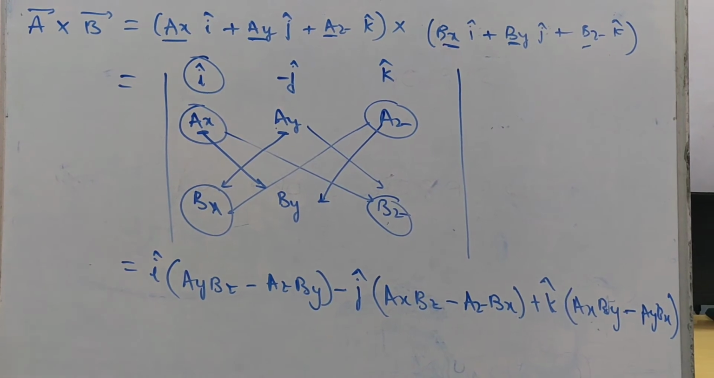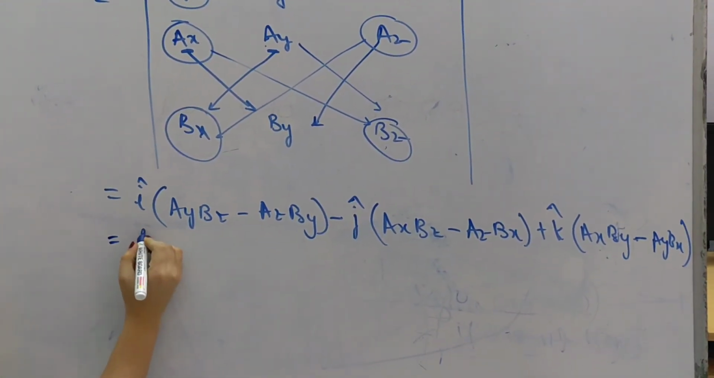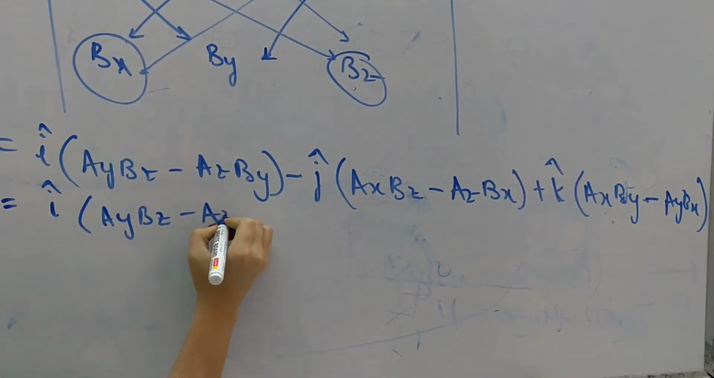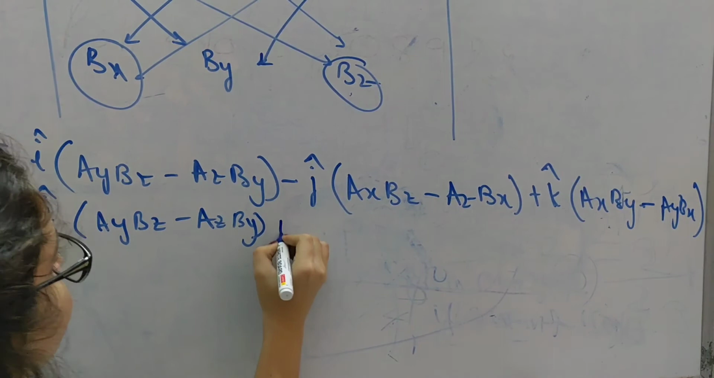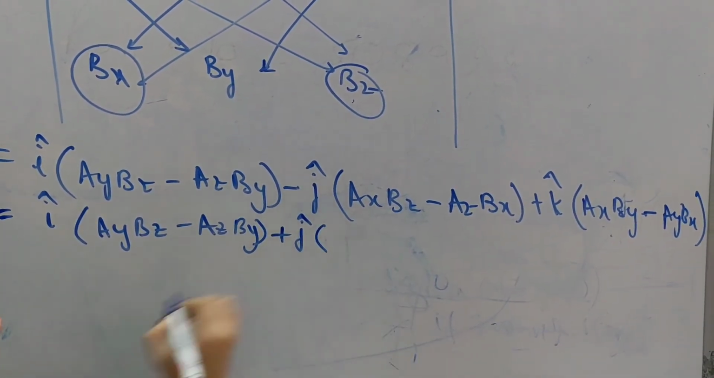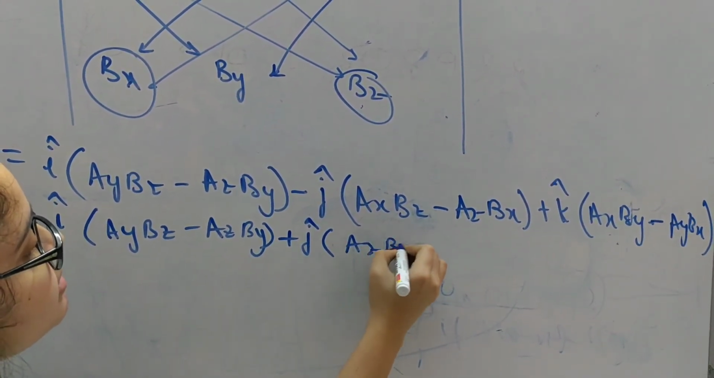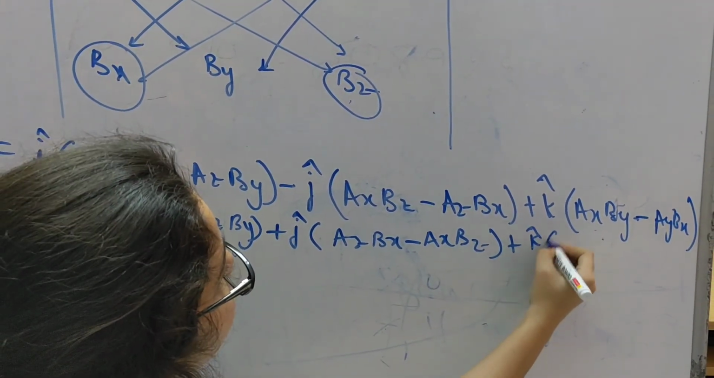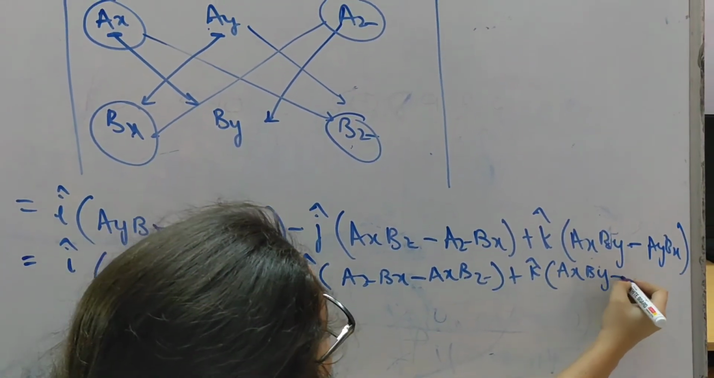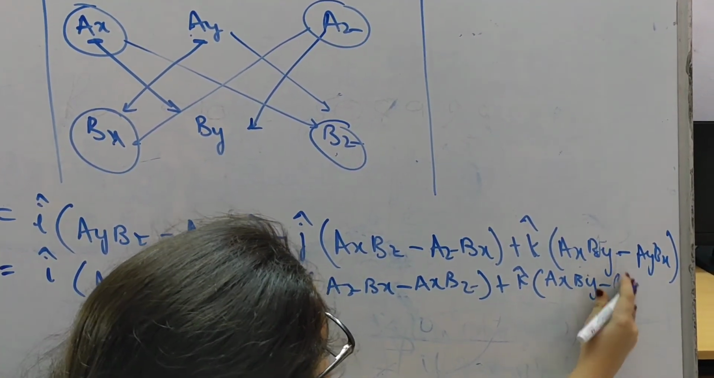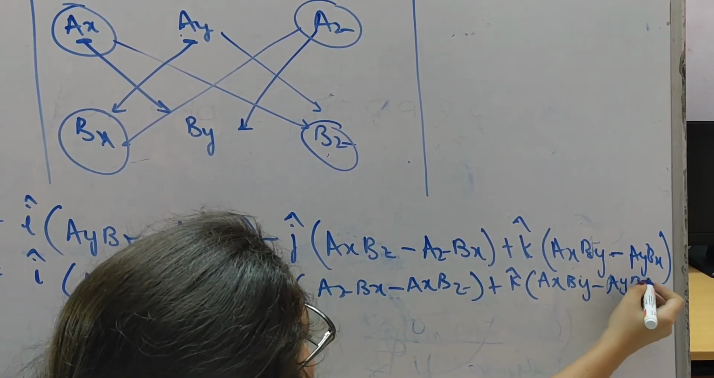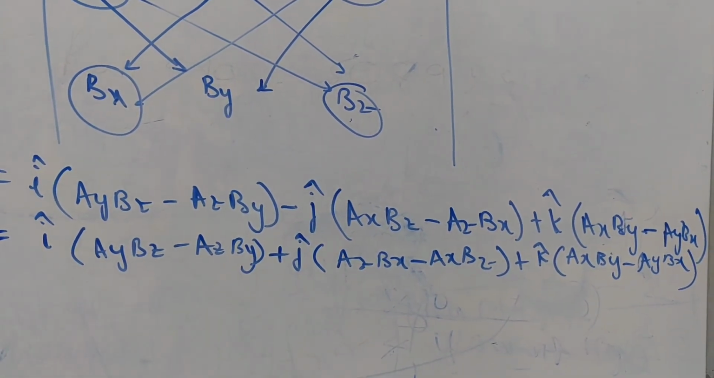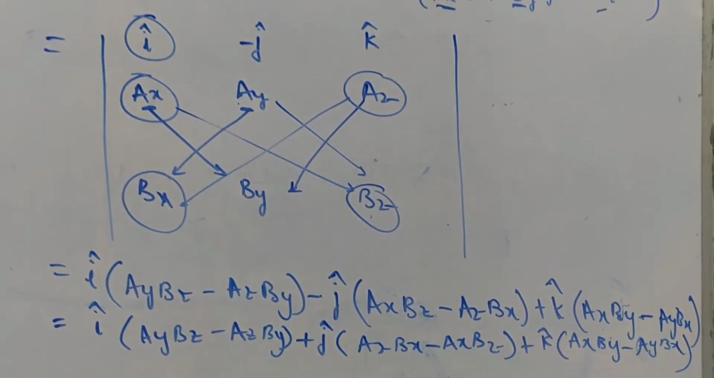Now we'll just simplify it. There's nothing much to do, which means I cap into AY BZ minus AZ BY plus J cap. I am taking the minus inside, AZ BX minus AX BZ plus K cap into AX BY minus AY BX. Just note this formula down, and after this let us solve some numericals.